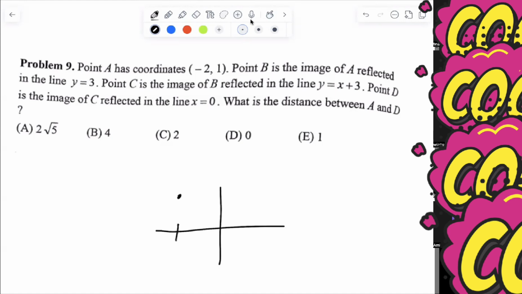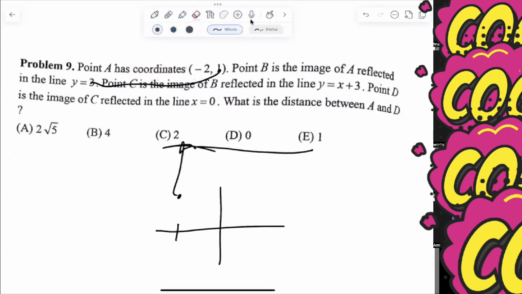B is A reflected over y equals 3. The 1 has a distance from 3 of positive 2. So this is 1, and this is y equals 3. It's below it, so it should also go up. It should then be negative 2 comma 5.